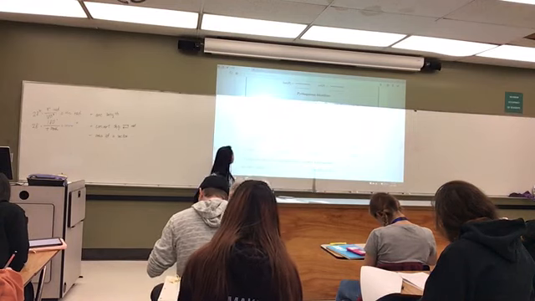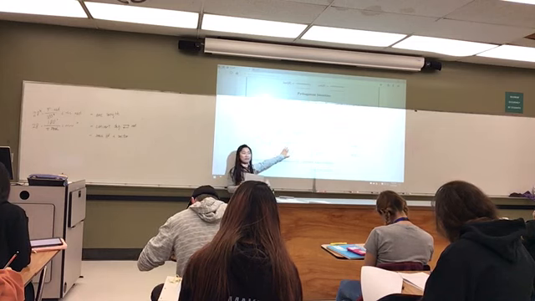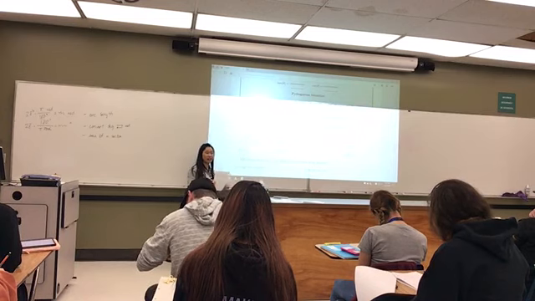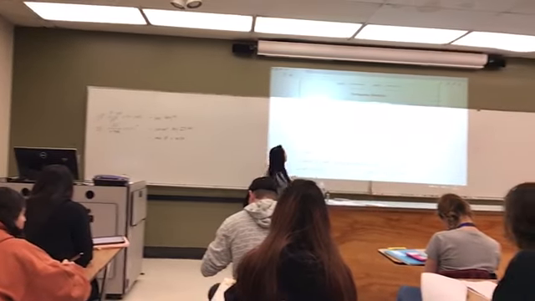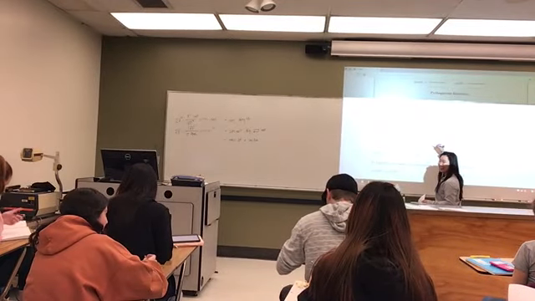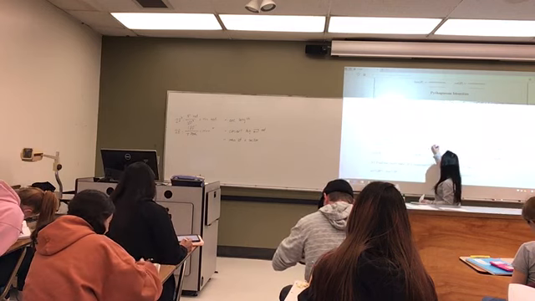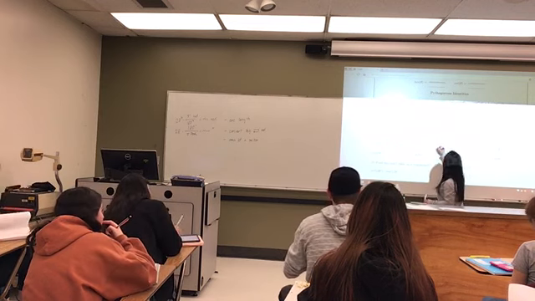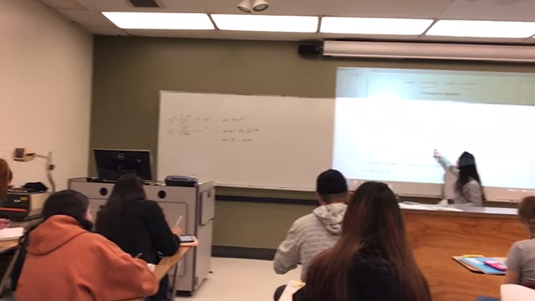How about secant? Anyone has the answer for secant? Yes? Perfect. Three squared. Okay, how do you get it? Okay, and then you multiply. Perfect, yeah. And like you said, yeah, 2 times 2 on the bottom, which is 4, yeah.